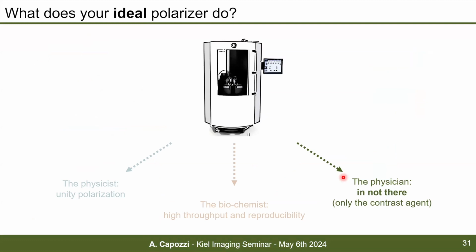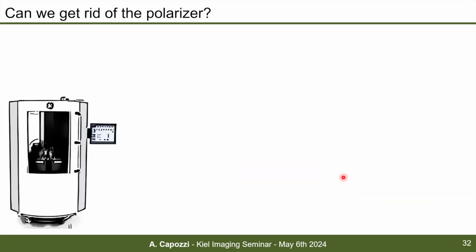Now I come to my favorite topic, that is how to make the physician happy. So how to get rid of the polarizer on site. In the introduction, I talked about the dissolution step. That is something crucial to preserve the polarization as long as we use traditional samples, so as long as we use radicals that are persistent.